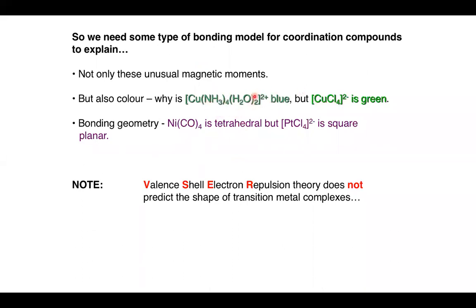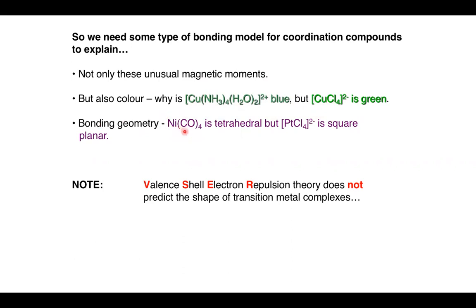This octahedral copper complex is blue, and then this tetrahedral copper complex is green, but yet the oxidation state of copper in both is +2. And we also ask why we have different bonding geometries.